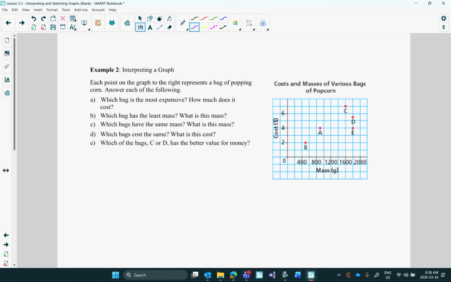This one. Here, we don't have a bunch of line segments, we just have a bunch of points. It's still a relation. It's the relation between the mass of a bag of popcorn and how much it costs. So we want to answer the following. What bag, A, B, C, D, or E, was the most expensive? C, right? Because we want to go to the highest. And how much? $7.